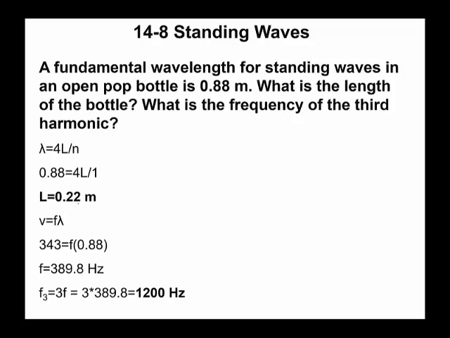Now to find the frequency, I need to first find the frequency of the fundamental. So velocity is frequency times wavelength, and we're talking about air and sound, so that is that 343 number. Frequency times the wavelength that I was given. So the frequency of the fundamental is 389.8 hertz. The frequency of the third harmonic is 3 times that fundamental. So I took 3 times the fundamental, and that gets me 1200 hertz.